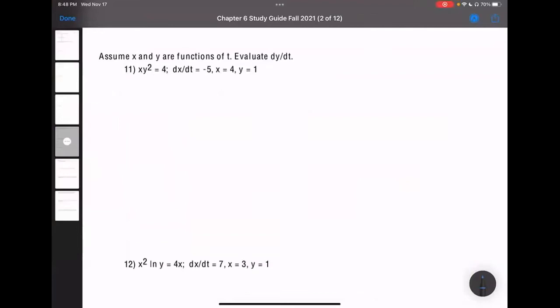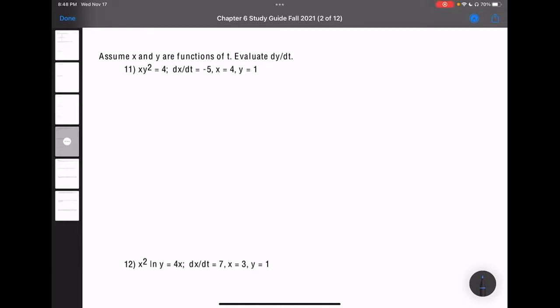Hello everybody, in this video we're going to go over the Chapter 6 study guide, in particular questions number 11 through 18, so let's get right into it. Number 11, the instructions say, assume x and y are functions of t, evaluate the derivative of y with respect to t, or dy dt.